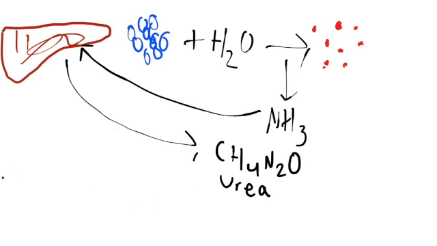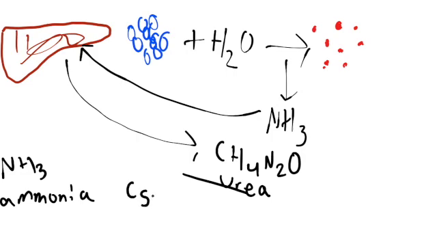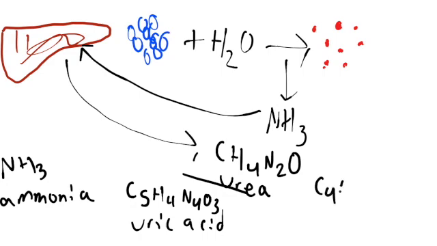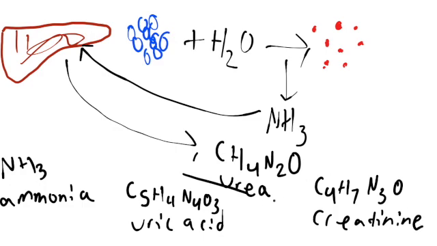Other nitrogenous wastes include, as we talked about, ammonia, urea. We also have uric acid, and creatinine, which has 4 carbon, 7 hydrogen, 3 nitrogen, and 1 oxygen. Creatinine. So there you go. Those are the basic nitrogenous wastes that we have in our body.